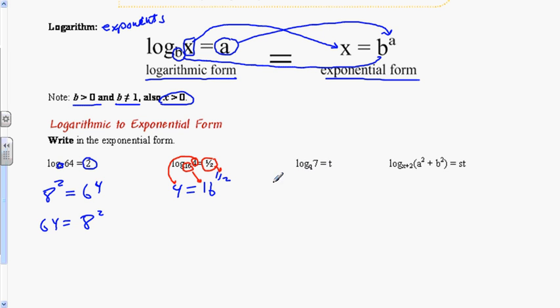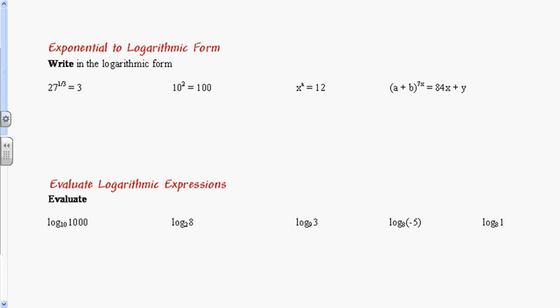When you have letters, you can still do it though. Again, you have 7 equals the base, and the base is subscripted. Notation there is q, and the answer you get out of a logarithm is an exponent. So there's t. Here's a more complex one. You have a squared plus b squared. The base is x plus 2, and it's being taken to the st power. Okay, that's from logarithmic to exponential.